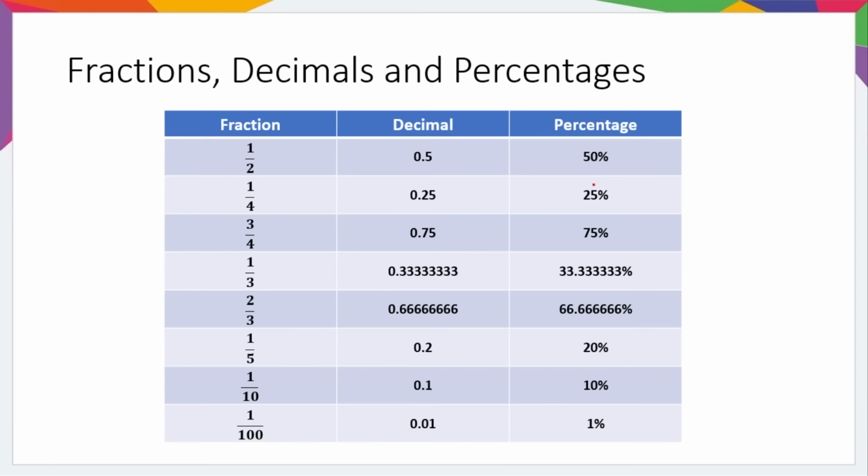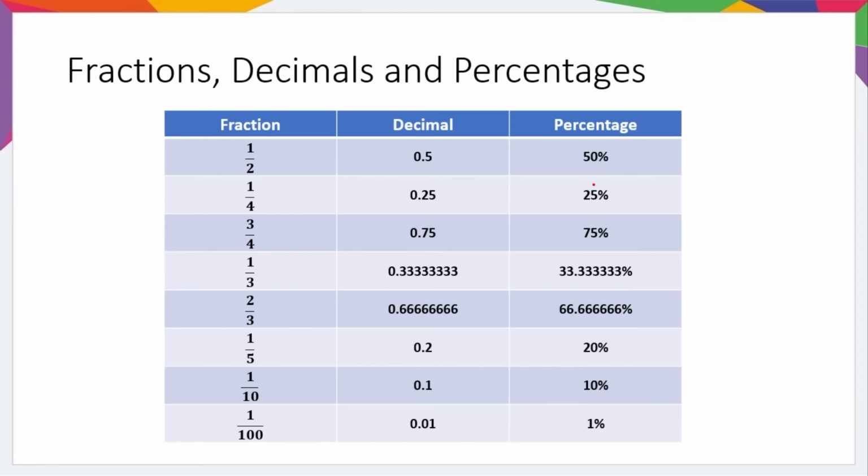But in this slide here, I'm not really showing you how to go from fractions to decimals, decimals to percentages. I'm just making sure that you're aware of some really common values. Just learn these if you're not aware of them. A quarter is 0.25, 25%. You probably knew that one. 3/4 is 0.75, which is 75%.